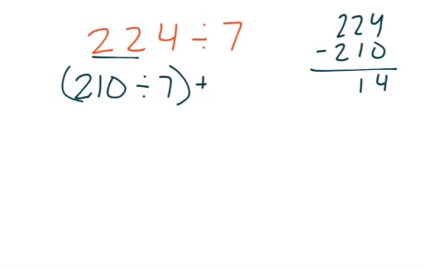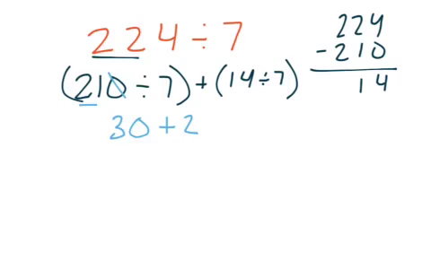And hey, that's a really easy fact that I know. I know that 14 divided by 7. I know that one. When I divide, 7 goes into 210 30 times, because 7 goes into 21 3 times. And 7 goes into 14 2 times. So my answer is 32.